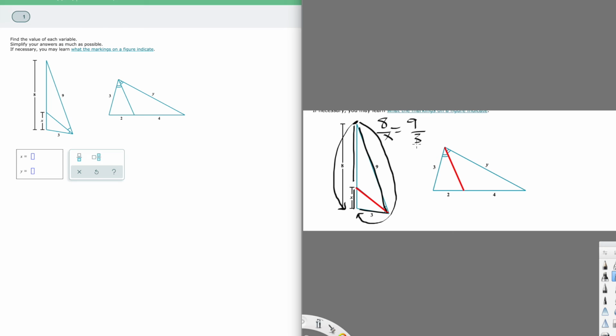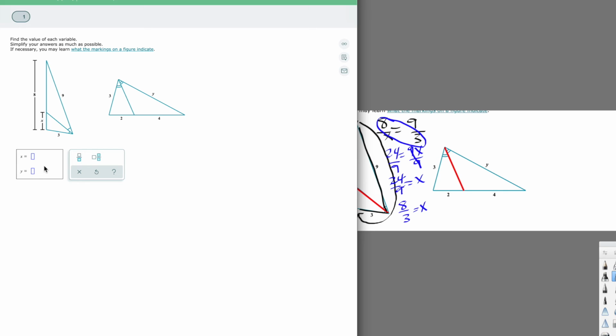So now I can go through and do some cross multiplication here, and I can solve this. 8 times 3, well, that's 24, equals x times 9, which is 9x. And I can divide by 9 on both sides. And with this one, I can see that they're giving me some fraction bars, so I'm going to end up with fractions. Let's see, 24 over 9 equals x, and 9 divided by 9 cancels, but I can reduce this because they can both divide by 3, so this is going to become 8, this is going to become 3, so it's going to be 8/3.